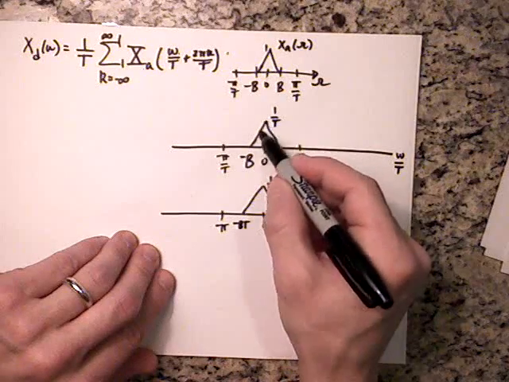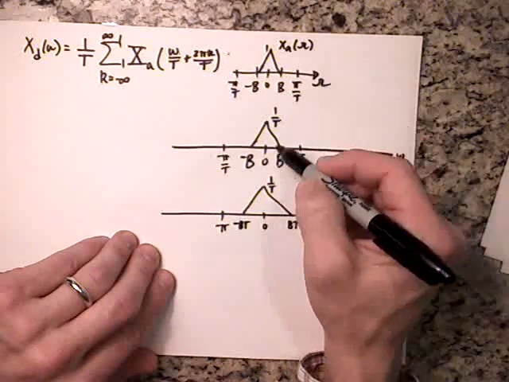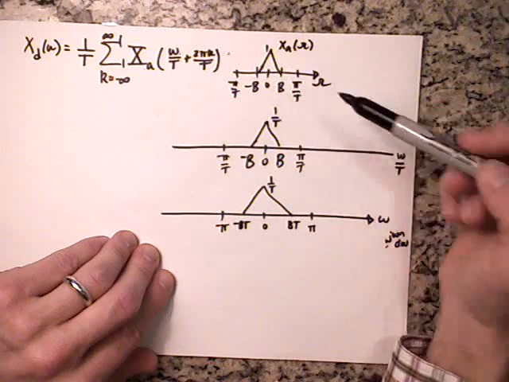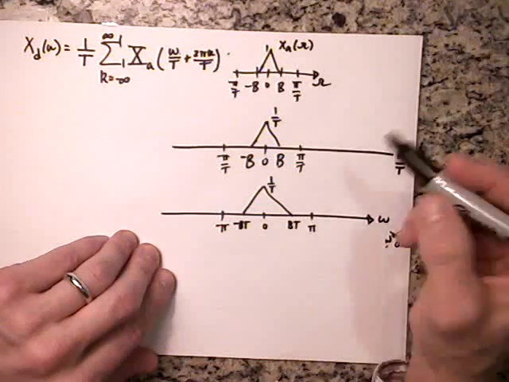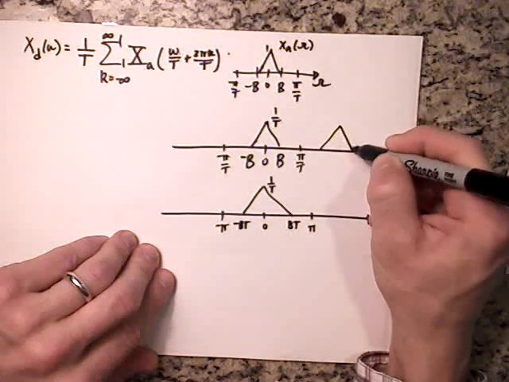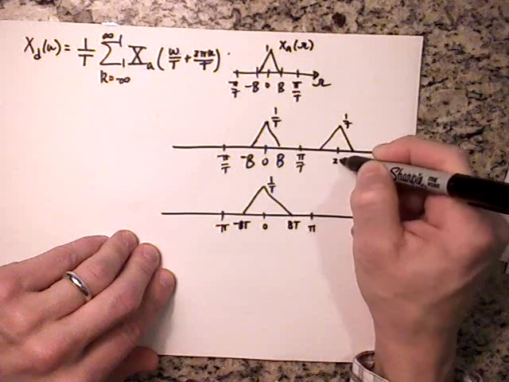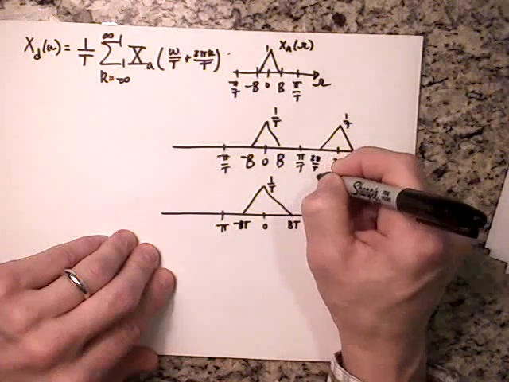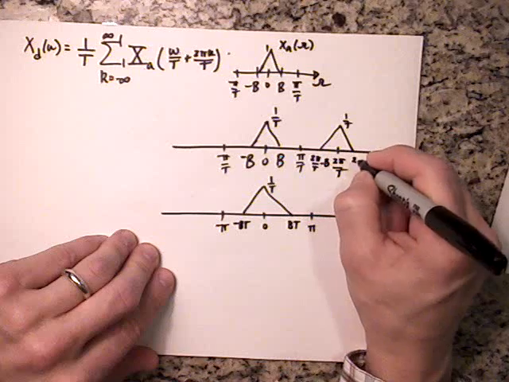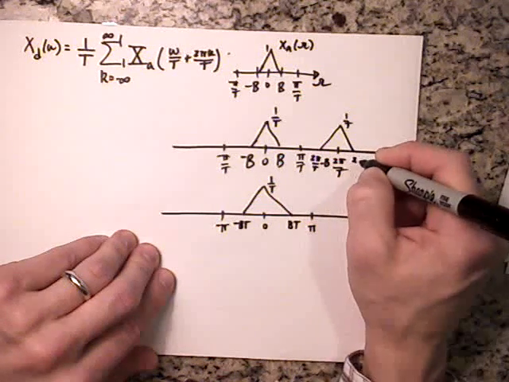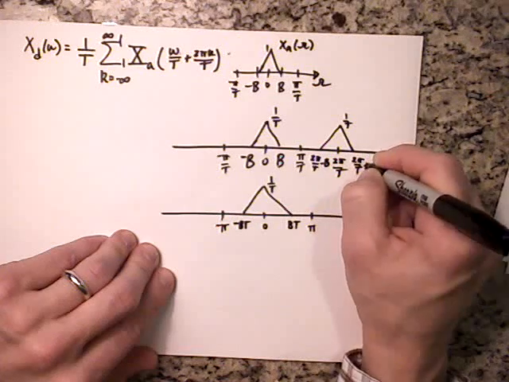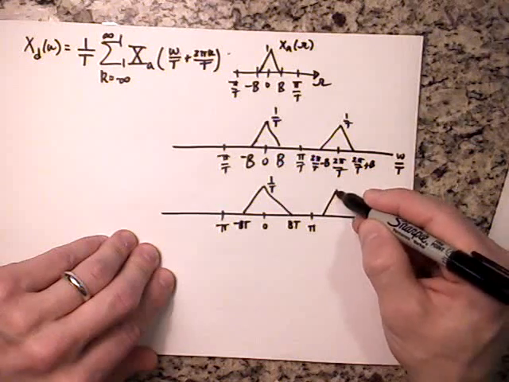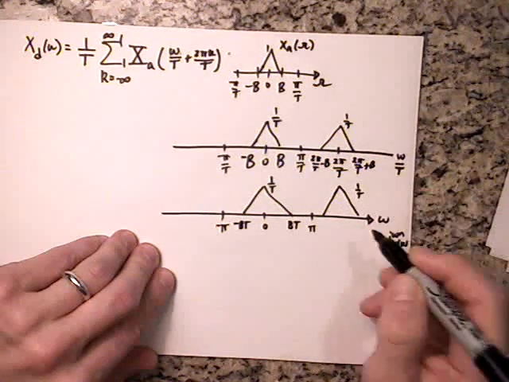So whatever appeared centered at omega equals 0, or at omega over t equals 0, will also appear with a copy at omega over t equal 2 pi k over t. So I'll get a copy also of height 1 over t. And this will be 2 pi over t minus b. This will be minus, and this will be 2 pi over t plus b. And in the omega axis, just multiplying everything by t, this is also scaled by 1 over t.